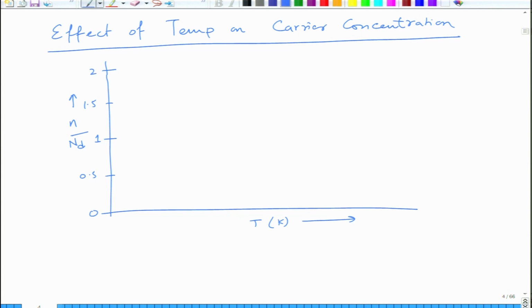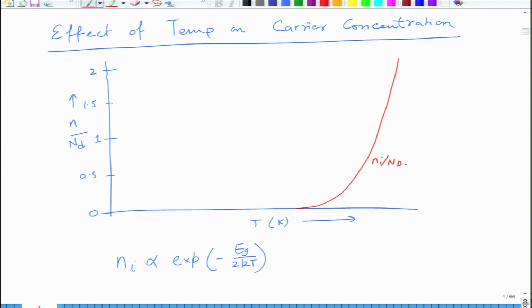Now what happens in semiconductors is, for an intrinsic semiconductor, Ni is proportional to exponential of minus Eg by 2 kT. So there is an exponential dependence upon temperature for the carrier concentration, and carrier concentration at finite temperatures keeps increasing exponentially. So if you plot, Ni would follow an exponential kind of behavior. So this is Ni by Nd.